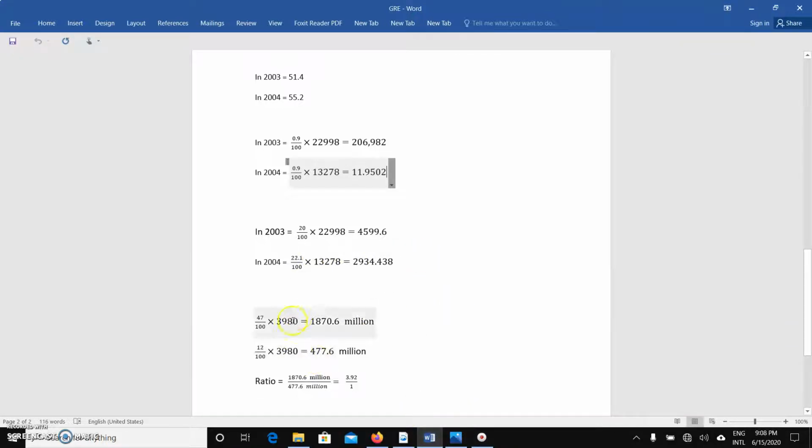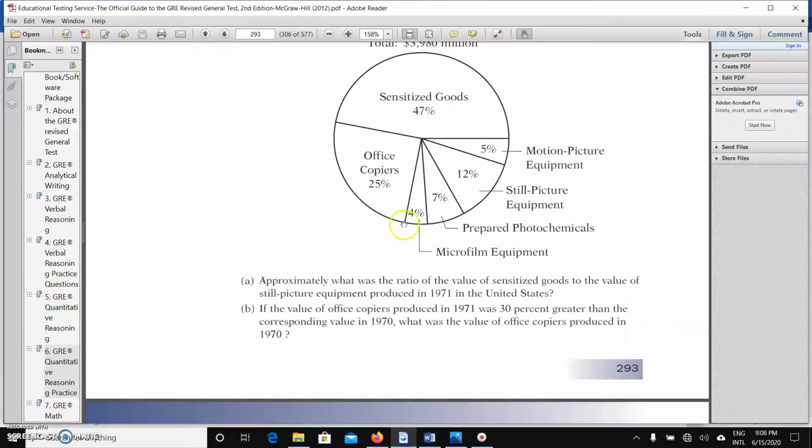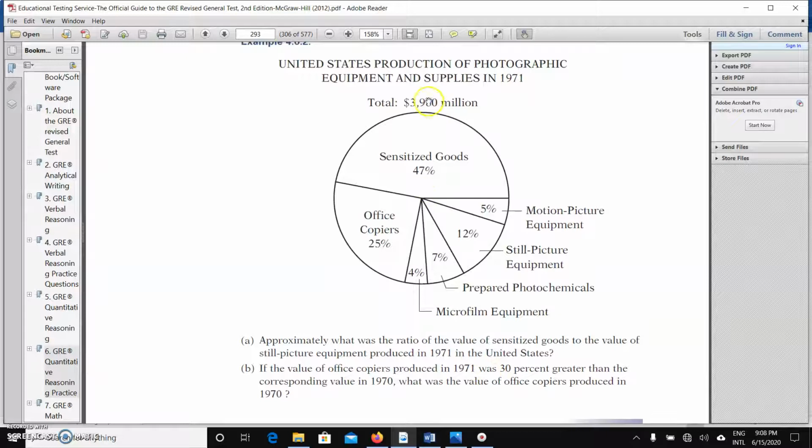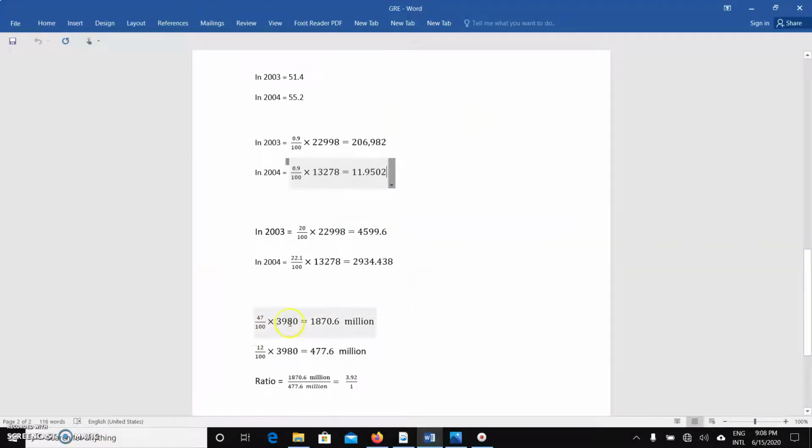So let me explain this. For sensitized goods, this is 47% of the total. If you check the graph, the total is 3,980 million. So 47% of this you get the value, 12% of this you get the value, then you compare. So that's what I did here. I did 47% of the 3,980 million. That gives you this. 12% of 3,980 million gives you 477.2.